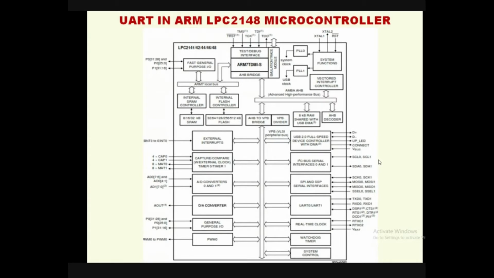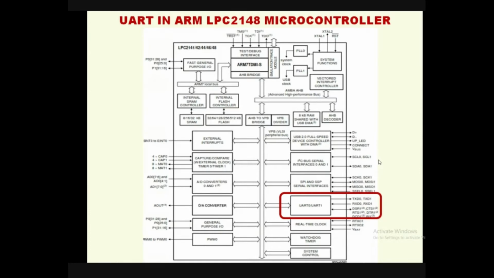In this ARM7 based LPC2148 microcontroller, with respect to the universal asynchronous receiver transmitter, we have two UARTs, which are highlighted in the block diagram: UART0 and UART1. Whenever we talk about a UART, there is transmit data and there is receive data. Transmit data is represented as TXD and receive data is represented as RXD. Among several serial peripherals in the LPC2148 microcontroller, UART is one of them, which is highlighted and shown in this PPT.